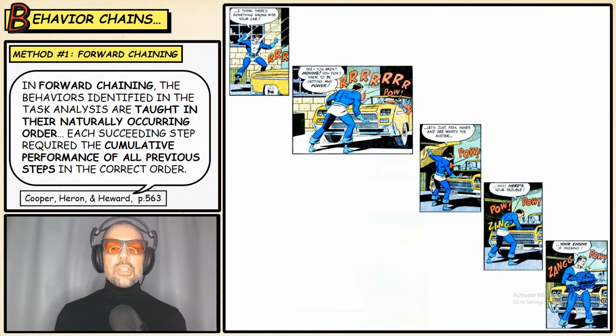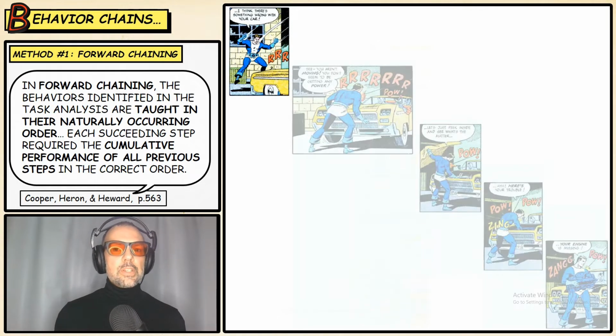In a forward chain, it's a little bit counterintuitive, because you only train one step in the chain at a time. You would start with the first step. That's the forward part of the training. You start with the first step, then the second, then the third. But in this case, you start with the first step and you only train on that first step.